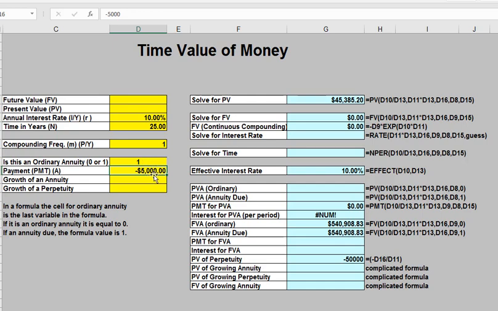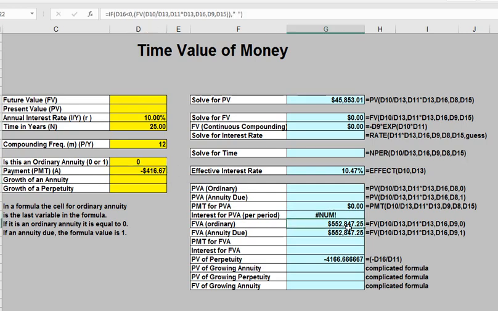Another question we might ask, let's go back to the ordinary annuity question. What would happen if, instead of making one payment at the end of the year, I would divide these payments into monthly amounts? So what I need to do is change the compounding frequency from 1 to 12, and then go down here to the payment and make this a formula equals negative 5,000 divided by 12. So now I'm going to make roughly a $416 a month payment.